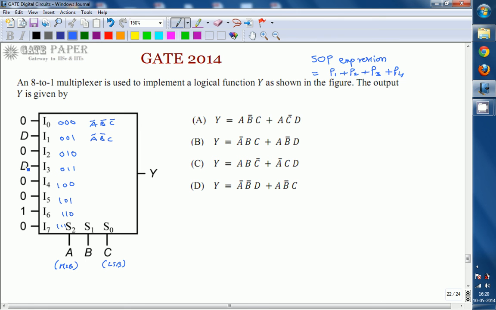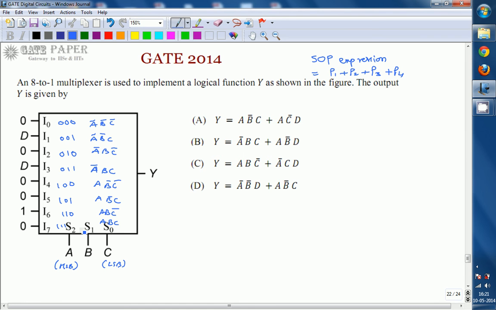We are interested only in the lines connected with an input. If a line is connected to 0, it has no effect. So the next is A bar, B, C. Next, A, B bar, C bar. Then A, B bar, C, then A, B, C bar, and the last one is ABC. So these are the minterms corresponding to the select lines.